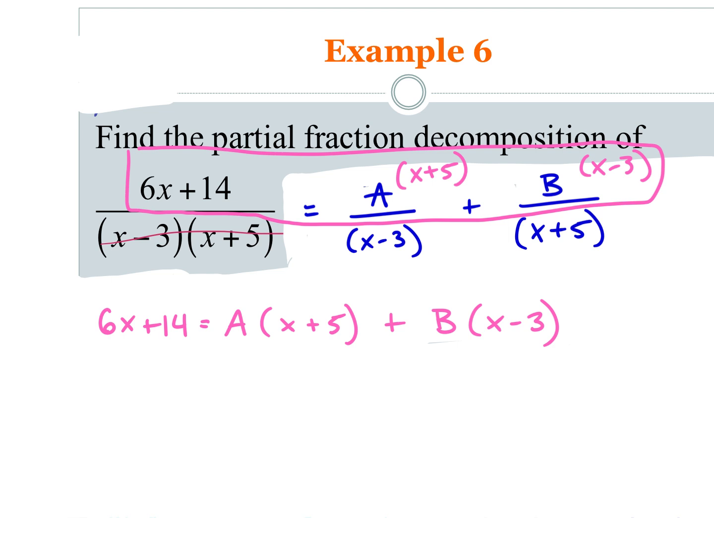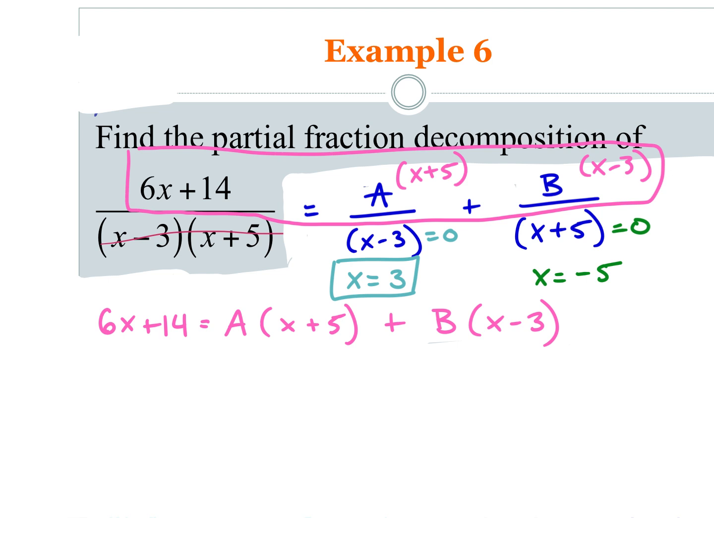Next, we want to plug in values for x that are going to make A and B cancel. To do that, we want to find what makes our denominators equal 0. So we are just going to set them equal to 0 and solve. The first one, I have x minus 3 equals 0. What does x equal? 3. And then the second one, I have x plus 5 equals 0. What does x equal? Negative 5. So just set the denominator equal to 0 and solve for x.